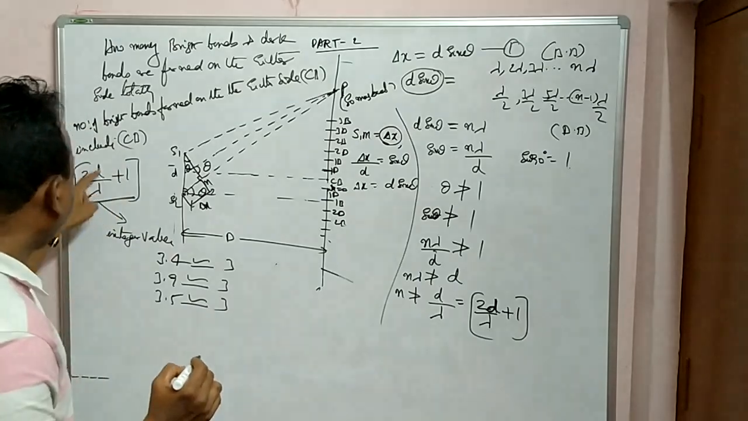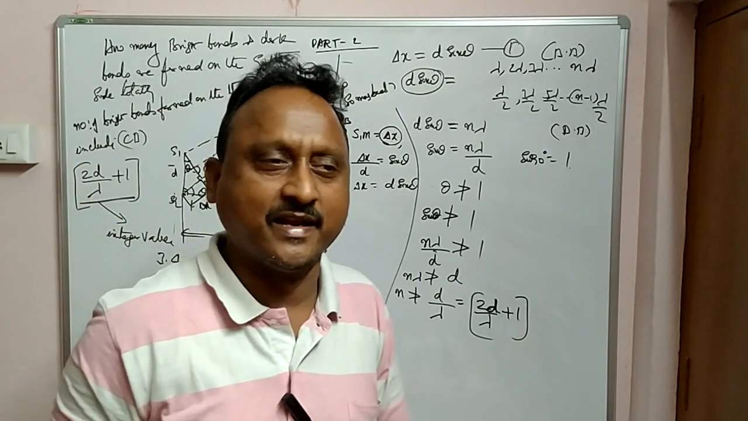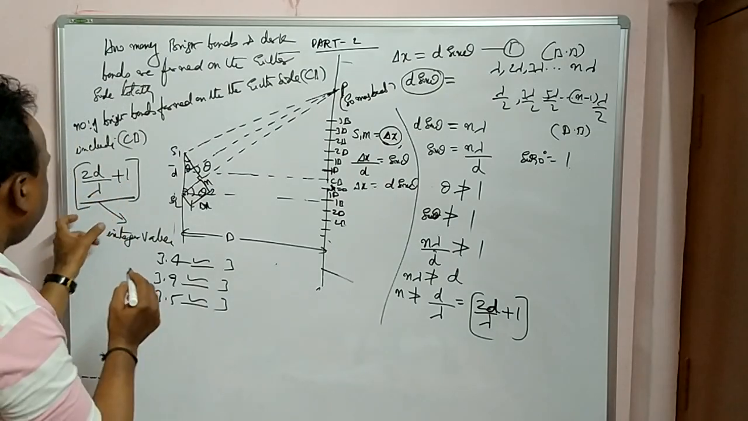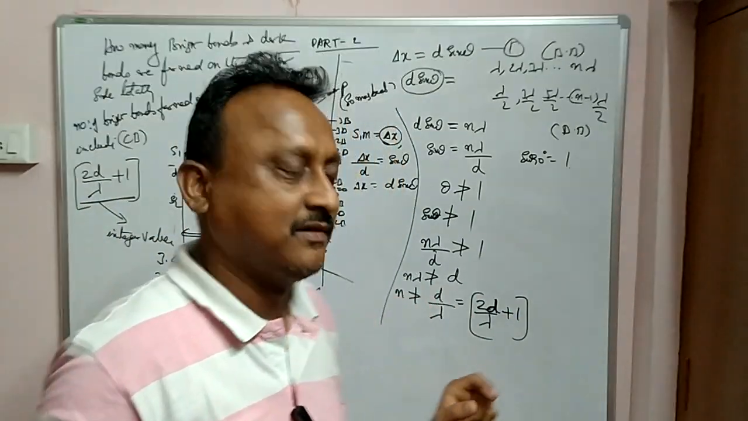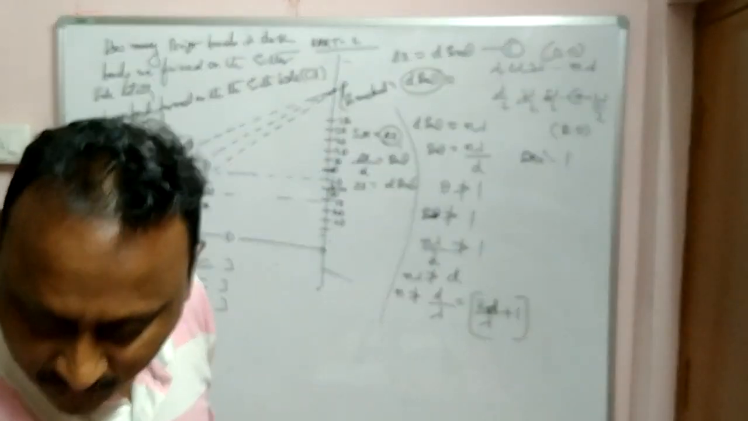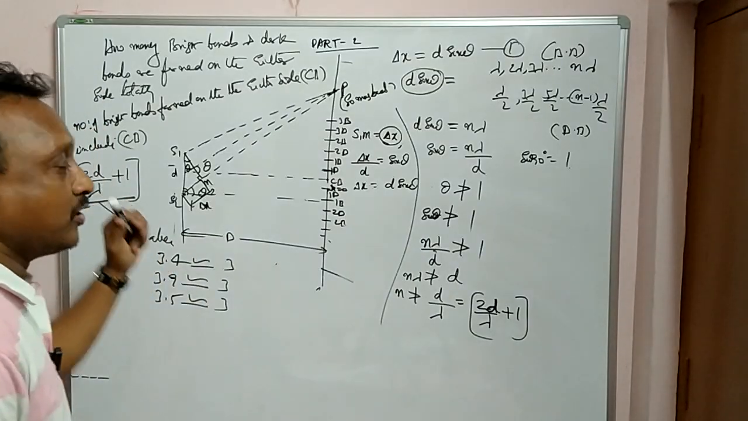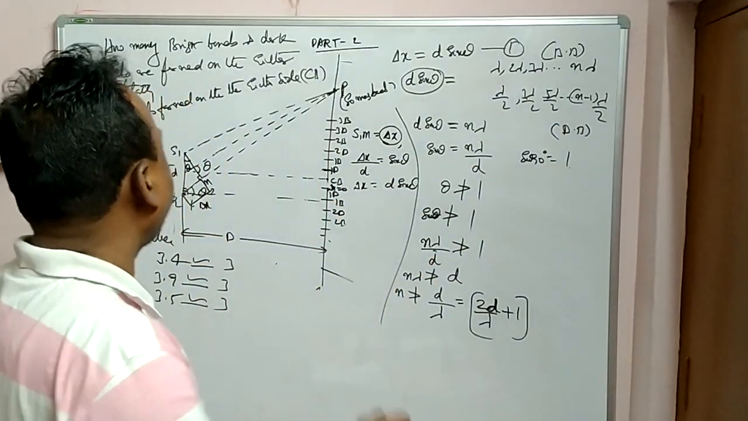The 2d by lambda, wavelength will be given, and d, the distance between the slits, will be given. So after calculating this, suppose you are getting decimals, you have to take the integer value. Like 3.4 is 3, 3.9 is 3. Clear? So how many bands are formed? Finally, 2d by lambda plus 1 on both sides, including the central band.